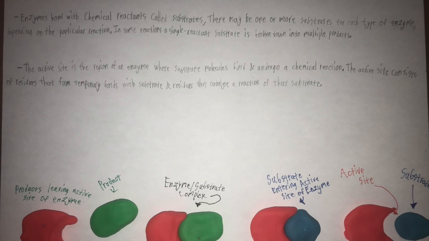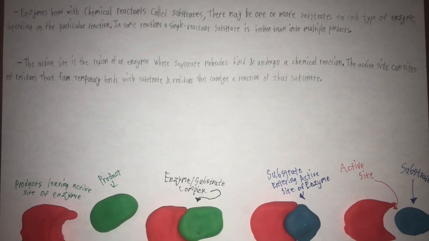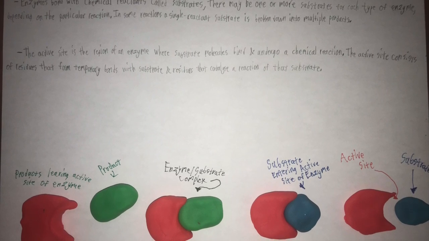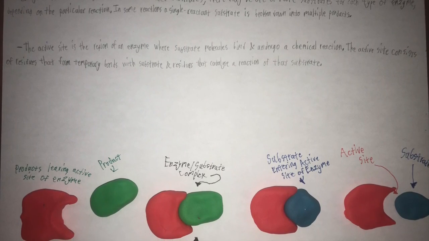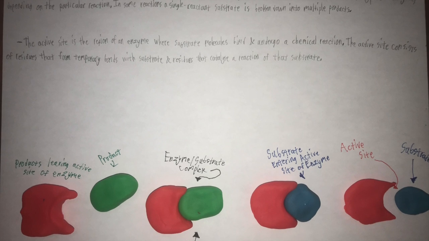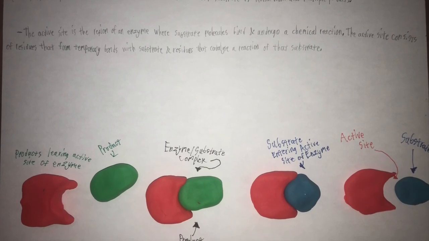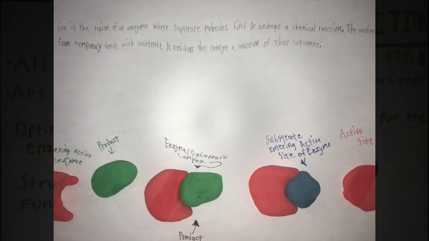The active site is the region of an enzyme where substrate molecules bind and undergo a chemical reaction. The active site consists of residues that form temporary bonds with substrate and residues that catalyze a reaction of that substrate.